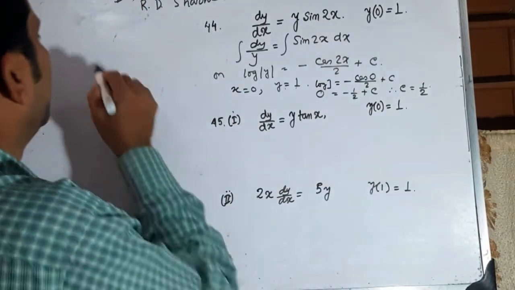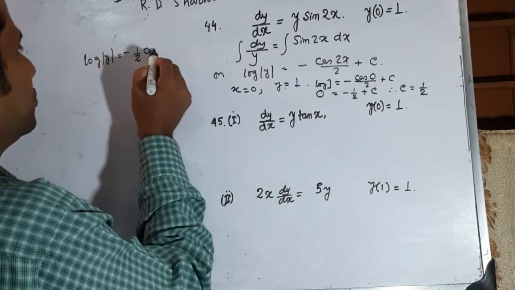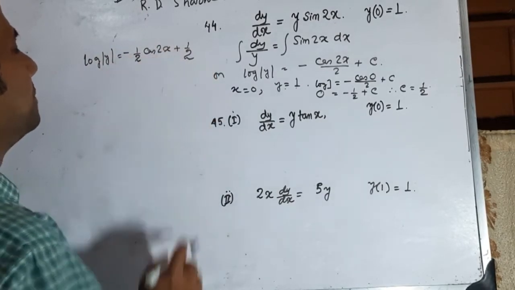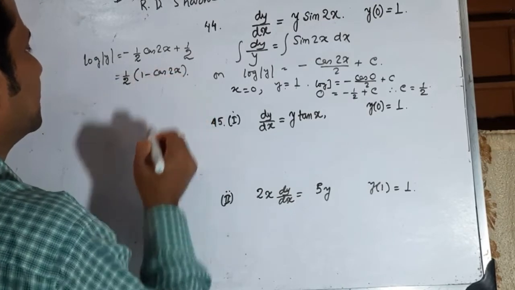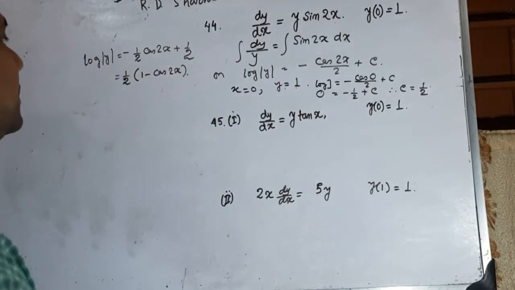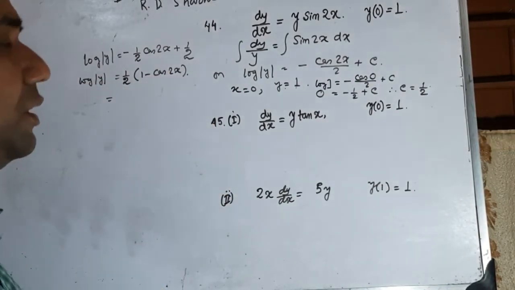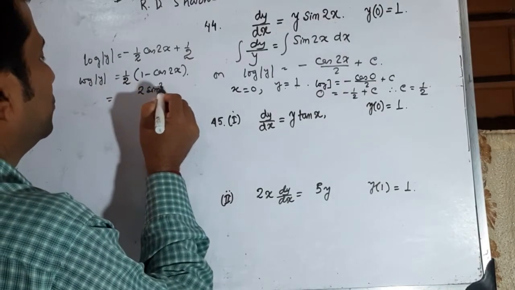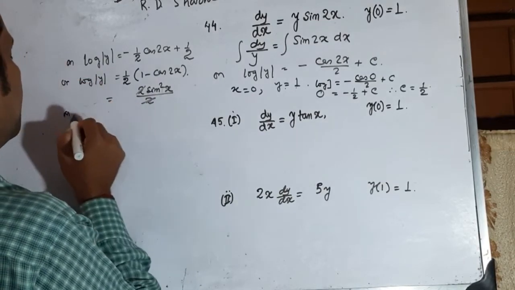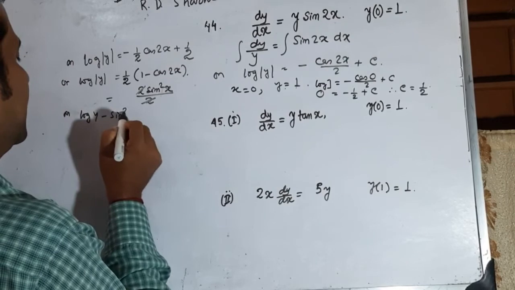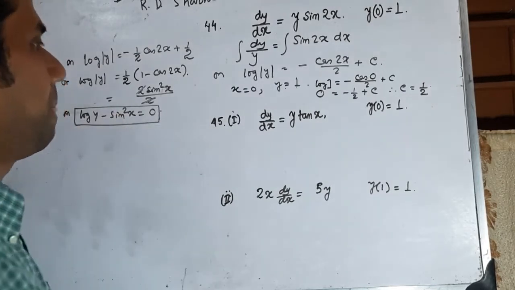Therefore your required answer will be log y is equal to minus half cos 2x plus half, which is equal to half into 1 minus cos 2x. This is your required answer, and if you simplify it again, then you know that 1 minus cos 2x means 2 sin square x. Cancelling 2, we get log y minus sin square x is equal to 0.